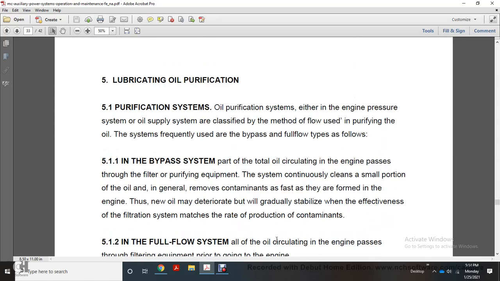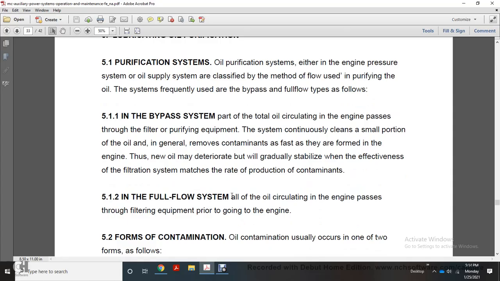In the bypass system, part of the total oil circulating in the engine passes through the filter or purifying equipment. The system continuously cleans a small portion of the oil, generally removing contaminants as fast as they are formed in the engine. Thus the oil is not deteriorated, and the effectiveness of the filtration system matches the rate of production of contaminants. In the full flow system, the oil circulating in the engine passes through filtering equipment before going to the engine.